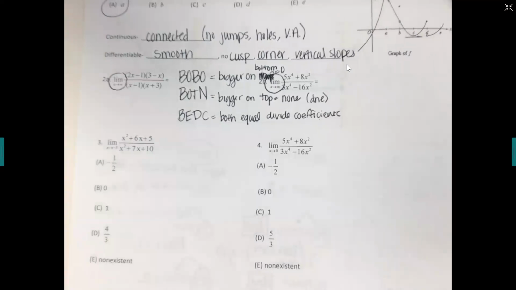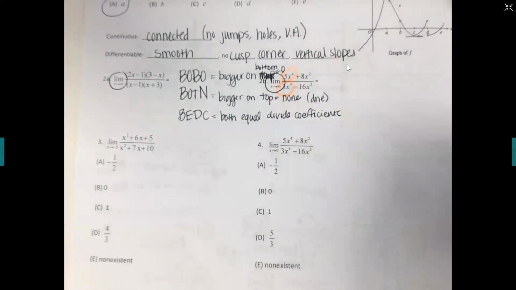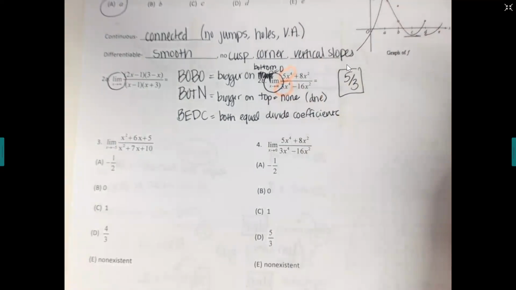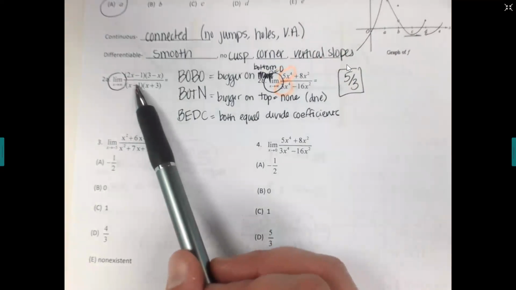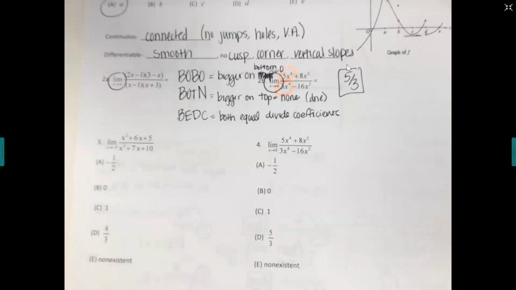Okay, so let's do this one first. Look at this fraction first. What's the biggest power on top? X fourth. And then what about on bottom? Then that makes it a BEDC. Then I divide the numbers in the front. 5 divided by 3 is 5/3. Very good. Okay, now look at the one right next to it. The only difference is this one is already multiplied out for us. This one's not. So multiply it out yourself and see if it's a Bobo, a Botan, or a BEDC. So multiply that one out yourself.